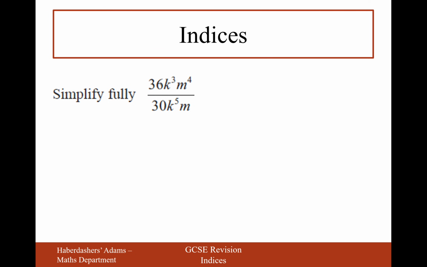Okay, so what can I simplify here? I can simplify a factor of 6 from the top and the bottom of the number, so that will be 6 and 5. I can cancel out 3 of the x's from the top and the bottom, so I'll take away all of them, and I'll have 2 of these left. And I'll cancel out 1 of the m's from the top and the bottom, so I'll have 3 left on the top. So that leaves me with 6m cubed over 5k squared. And there we are, that's the final answer for this question.